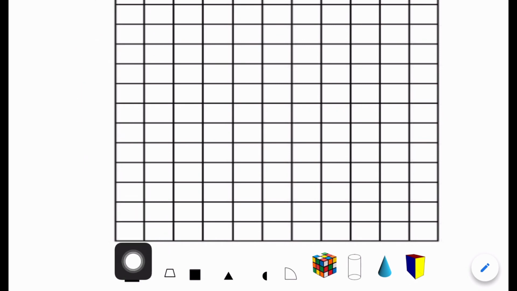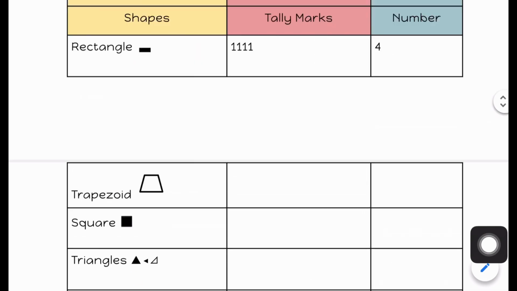So how many rectangles? If you found 3, then you color 1, 2, 3. If you found, how many trapezoids? If you found 4, then color 4 boxes. Same here, okay? Are we clear with this? Alrighty. So guys, I'm going to upload this on Class Dojo.